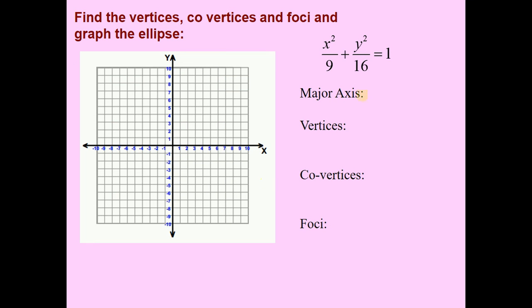Very first thing, we figured out which major axis it was. In this case, it would be a vertical one because the number underneath the y is larger. With that, I know my vertices are located at 0, 4 and 0, -4, because they are 4 away from the center, because of my a value being 4. My co-vertices would be located at -3 and 3 because my b squared value is 9.